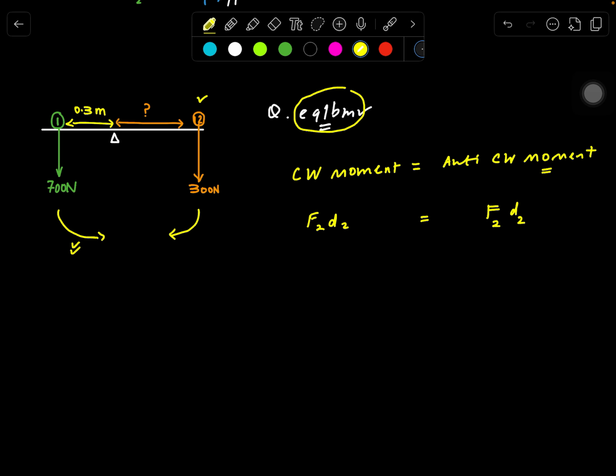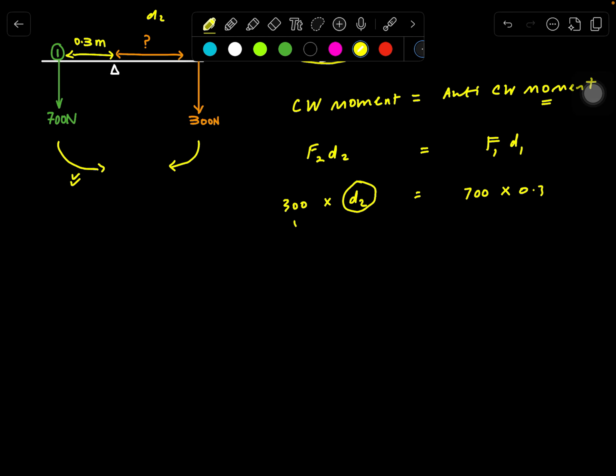But you take the second and first here. Oh, sorry, it's 1, sorry. Now what's F2? F2 is 300 multiplied by D2. We don't know it, so I'm just going to write D2. This is what we're finding. Then F1 is 700 multiplied by D1, which is 0.3 meters.